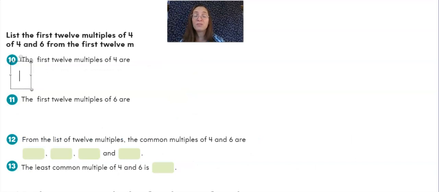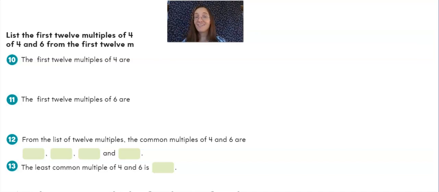Another way we can use multiples is to explore the relationship between two factors. Finding the common multiples between 4 and 6 will help us see what they have in common. I'm just going to list them this time. First, the first 12 multiples of 4. Well, that's just like counting by 4s.